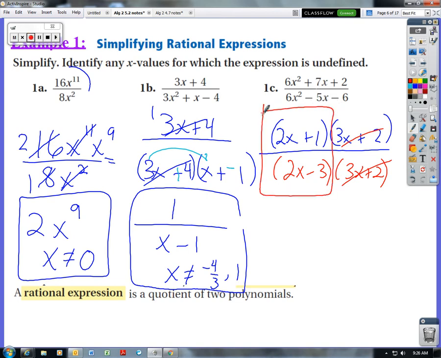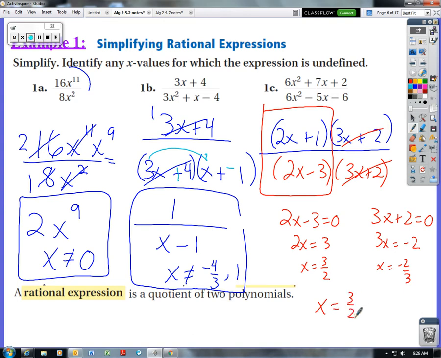But we also have to find out where it's undefined. So to do that, we need to make each denominator equal to 0 and solve each factor in the denominator. So I'm going to be adding 3 to both sides. I'm going to be dividing by 2. This time I'm going to be subtracting 2 from both sides. I'm going to be dividing by 3. So that means x cannot equal 3/2 or negative 2/3. Because we do that before we cancel, because it has to be true for the original one.